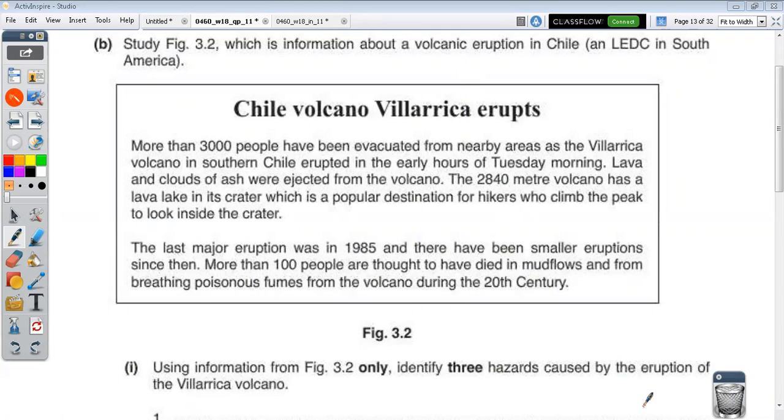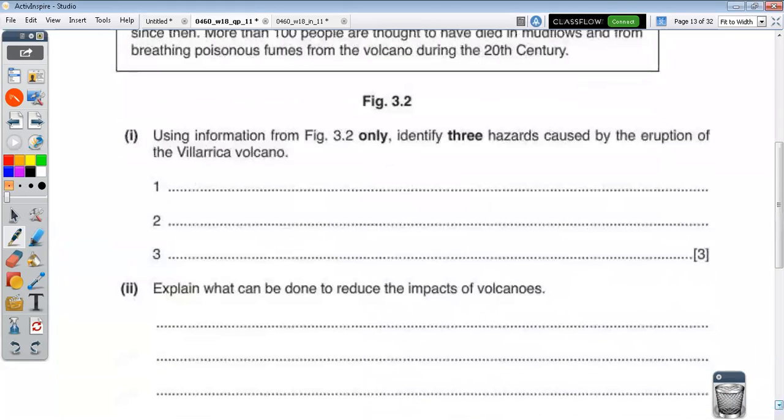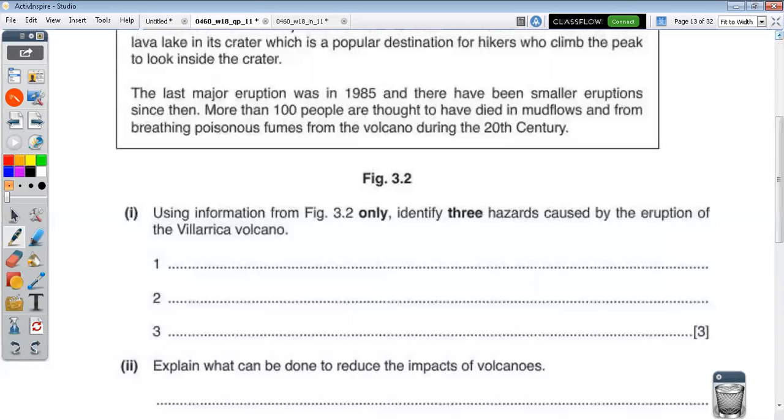Now, using information from Fig 3.2 only, identify 3 hazards caused by eruption of that volcano. So now we want evidence from what? From what you have read. Mudslides, you said? You mean mud flows? From what you read, because you have to use what you read. Mud flows, what else?